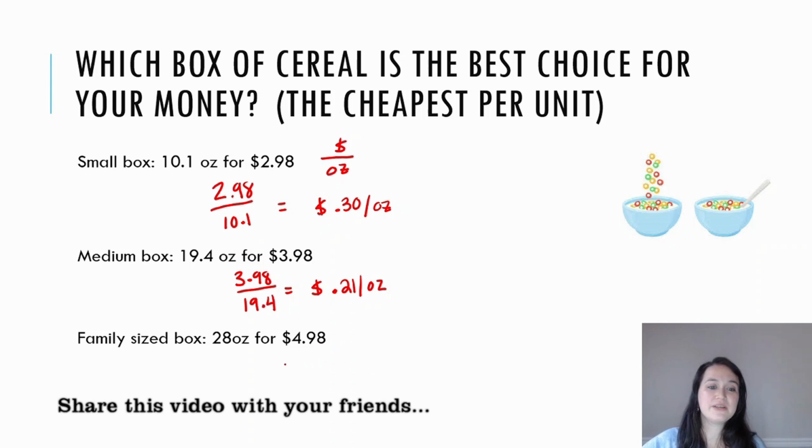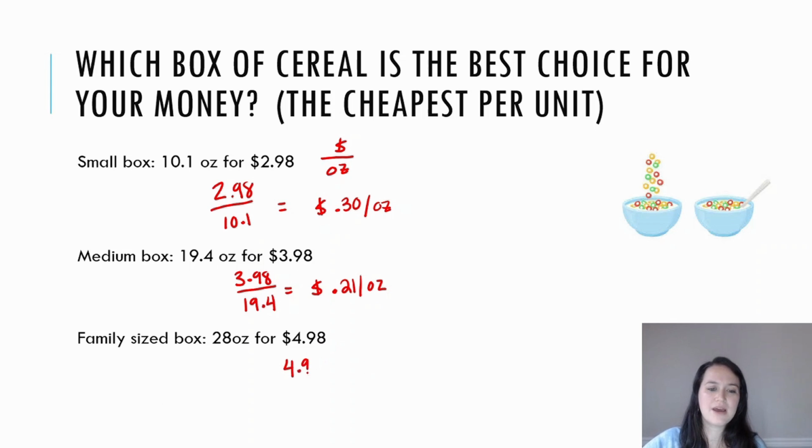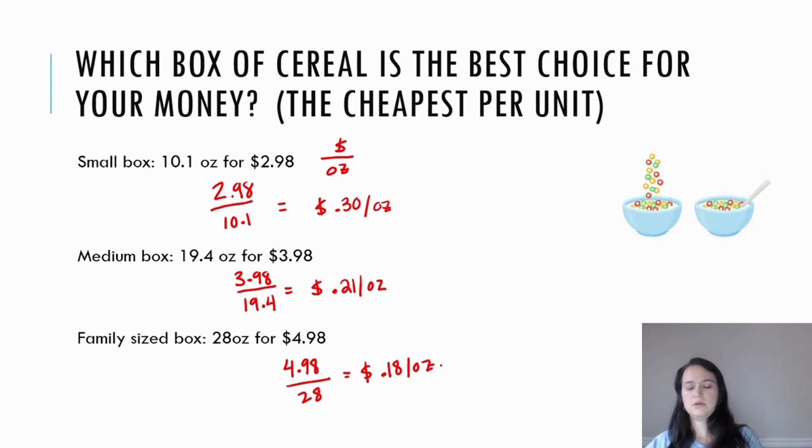So in the family size box, last thing, you have $4.98, so $1 more for, again, almost 10 more ounces of food. Oh, that's a 28, sorry. That's a really ugly 28. Let me redo that. All right, we have $4.98 divided by 28 ounces. We get 18 cents per ounce. So your cheapest option is the family size box.